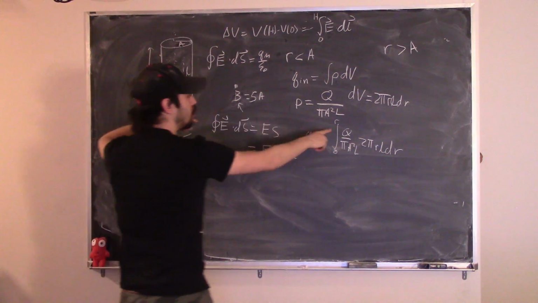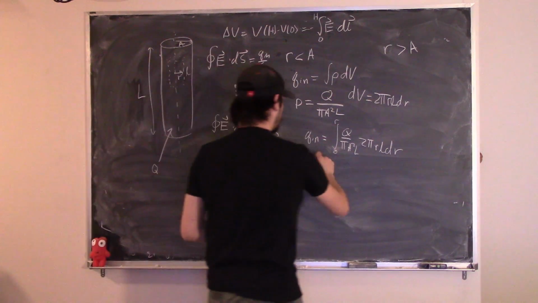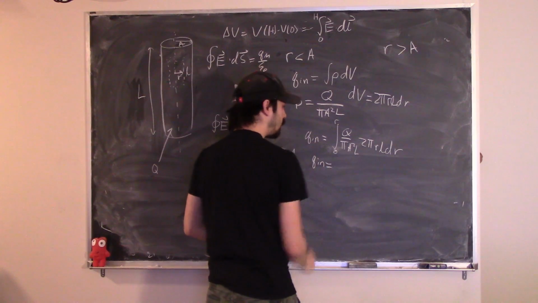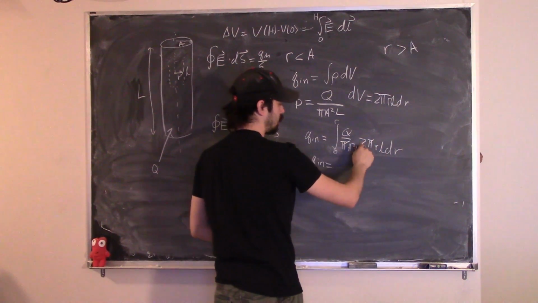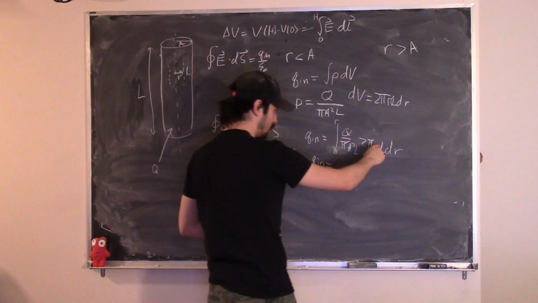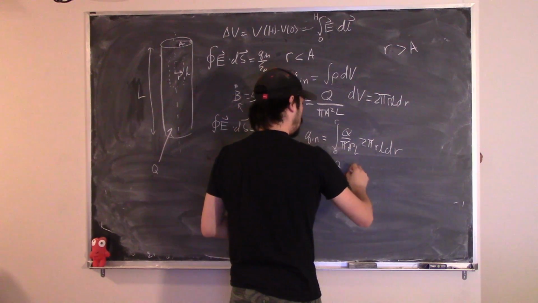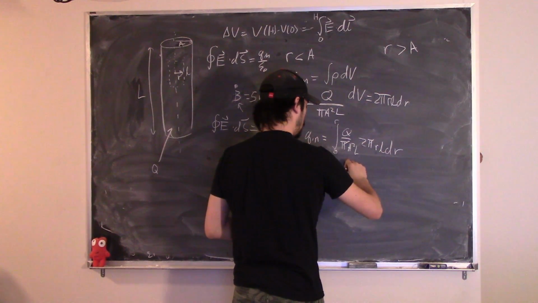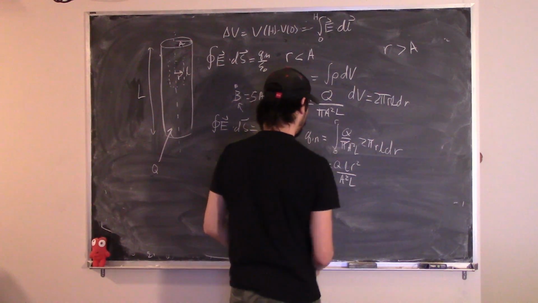In this case, it's 0 up to r on the inside. Okay. So when we do this, what we end up seeing is that Q in is going to be equal to, my factors of pi cancel. The 2 is going to cancel because I get an r squared divided by 2, and then this is going to be equal to Q L r squared over a squared L.